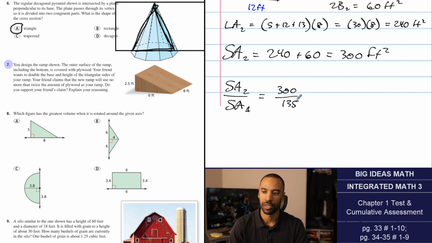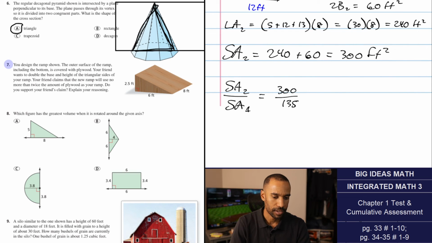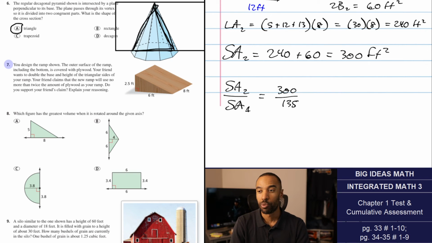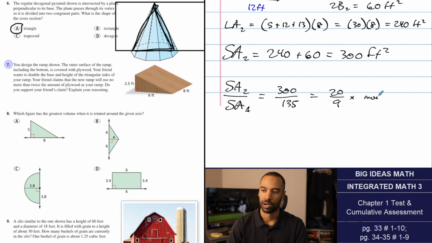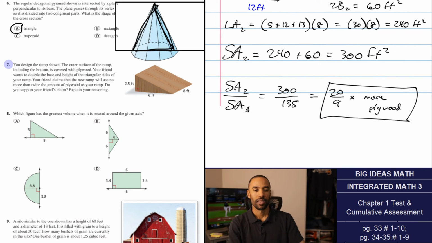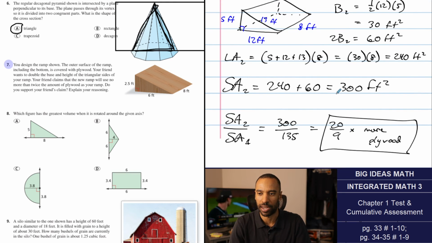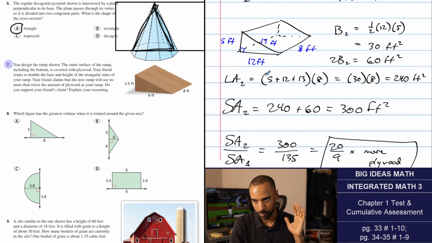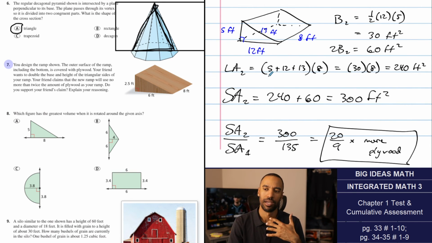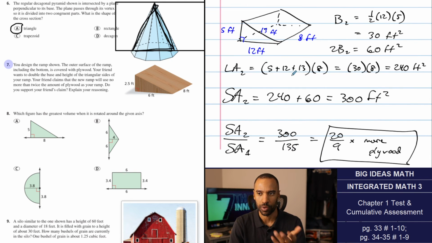300 over 135 amounts. And let's do that. 2.2 repeating, so 2 and 2/9, which is 20/9. Let me make sure of that. Yeah, 20/9. 20/9 times more plywood. 122% more, etc. It says explain your reasoning. I mean, my math's my explanation as I do those things, but the general idea is that not only one thing got doubled, and because it's surface area stuff, it's a little more complicated. I think it's worth calculating that surface area to do it. So I did, and that's what we got.